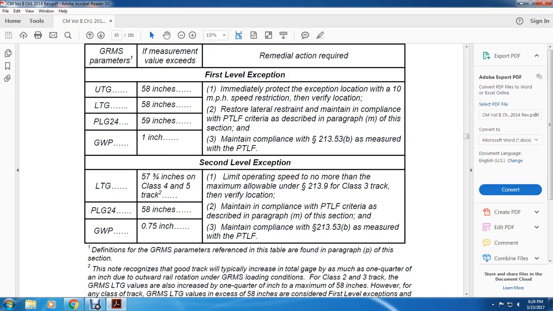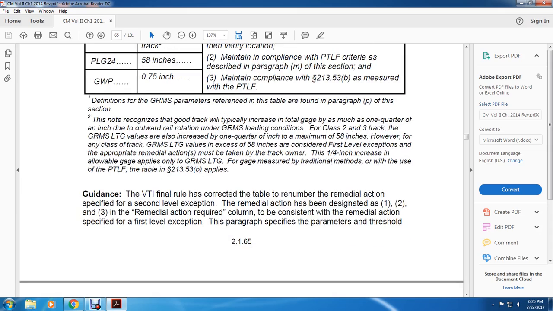Second level exception: LTG 57 and 3/4 inches for Class 4 and 5 track, and PLG 58 inches, GPW 0.75 inches. Limit operating speed to no more than the maximum allowable under 213.9 for Class 3 track. Verify the location, maintain compliance with the portable track loading fixture criteria described in paragraph M of this section, and maintain compliance with 213.53b as measured with the portable track loading fixture. In the FRA final rule correcting the table, the remedial action specified in the second level exception was renumbered. The remedial action has been designated 1, 2 or 3 of the remedial action required columns, consistent with the remedial action specified for the first level exception.